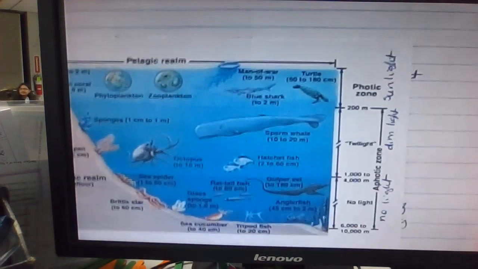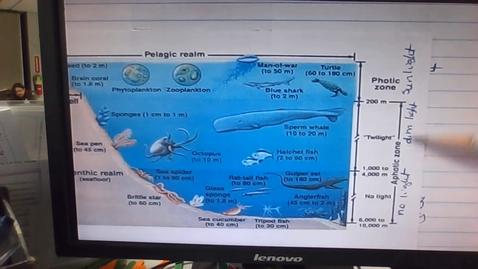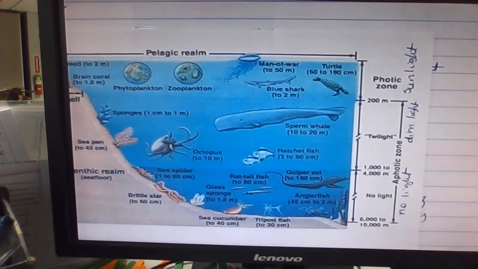Okey-doke. So, photic zone, we have sunlight. Twilight, we've got dim light. No light at the bottom of this aquatic ecosystem.